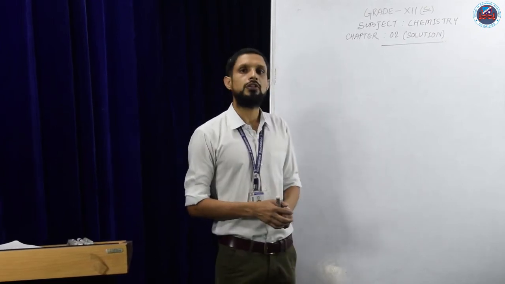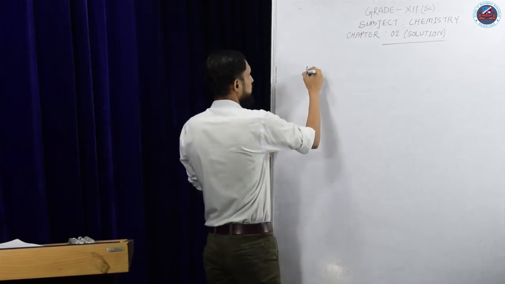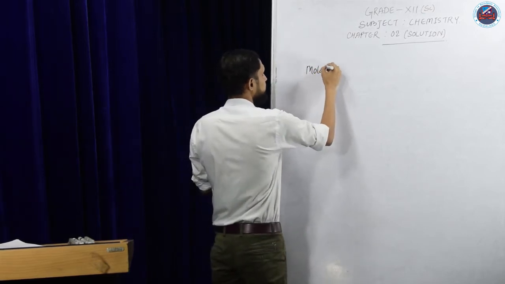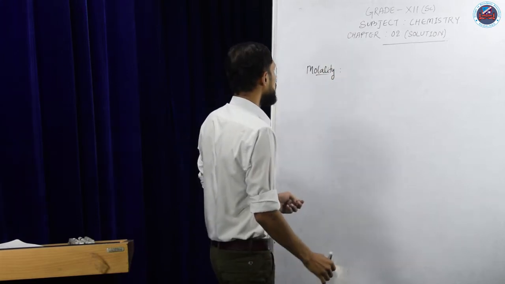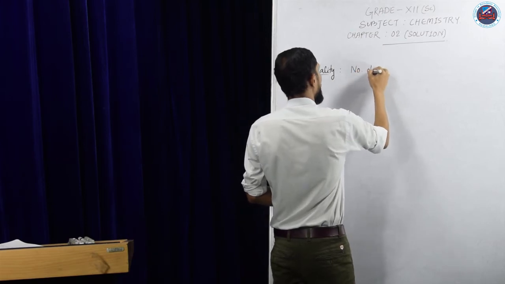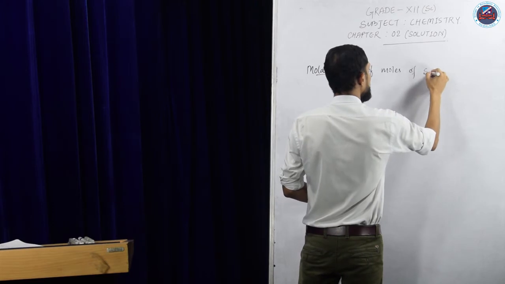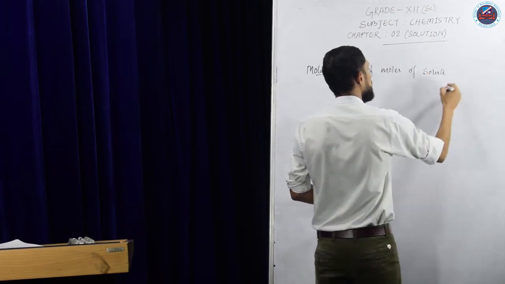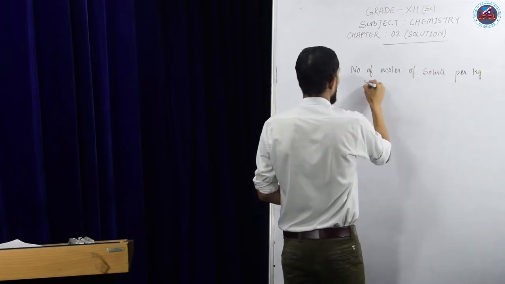So we'll continue with chapter 2, that is solution chapter. So today we'll start with molality. So molality is defined as number of moles of solute per kg solvent.